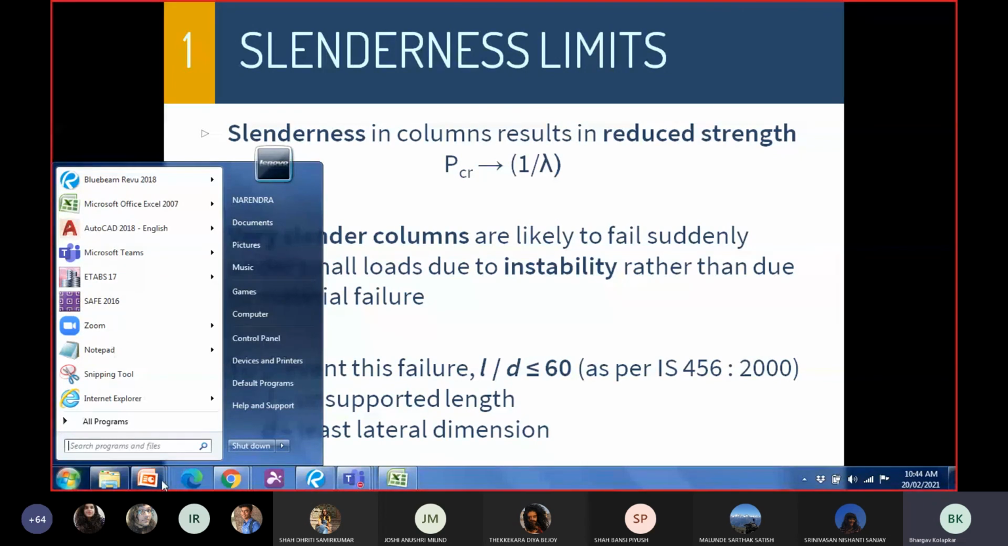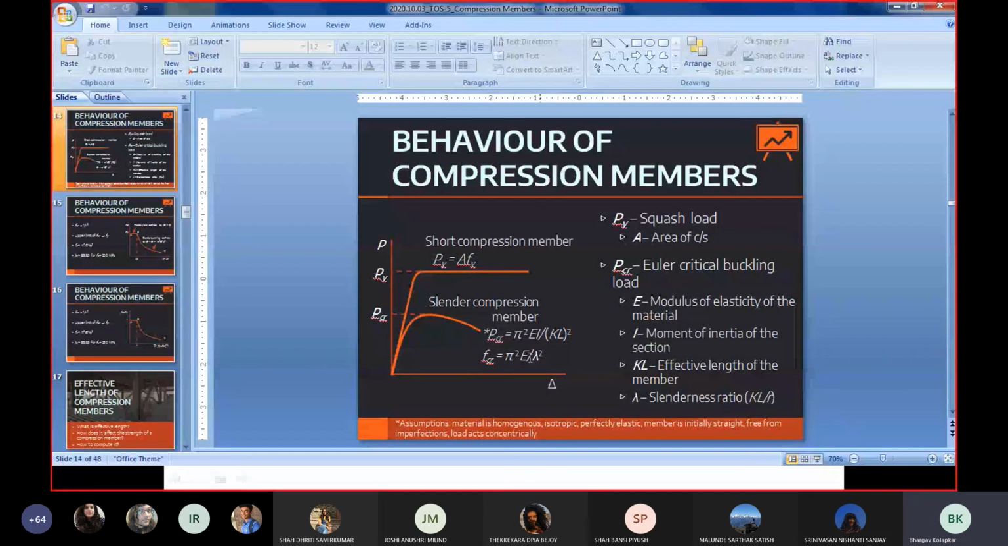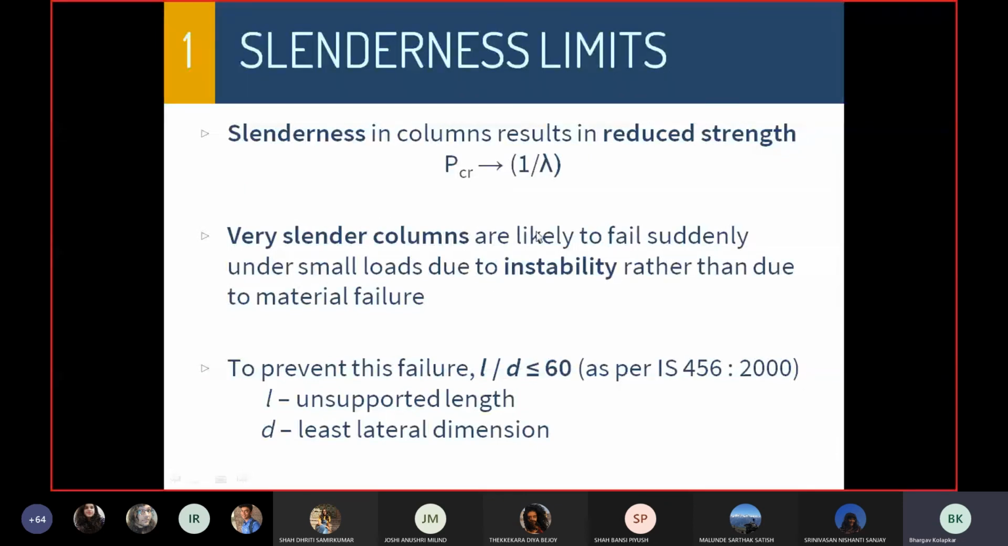Now, I would just like to remind you of what we have looked at in the past. We have looked at this curve as to how a short column behaves and how a slender column behaves. And then we have looked at the equation given by Euler, Euler's critical load for buckling, which we have defined as pi square EI by KL square. The point being, the critical buckling load is inversely proportional to the square of the effective length. Very slender columns are likely to fail suddenly under small loads due to instability rather than due to material failure. To prevent this failure, the code says that the maximum ratio of unsupported length to lateral dimension that you can practically have is 60.